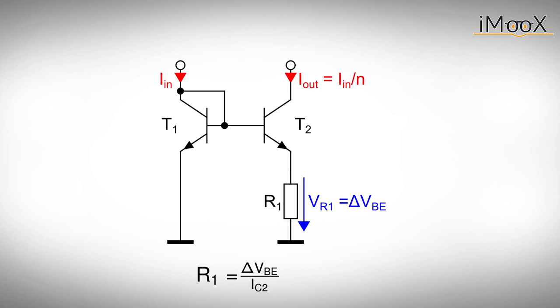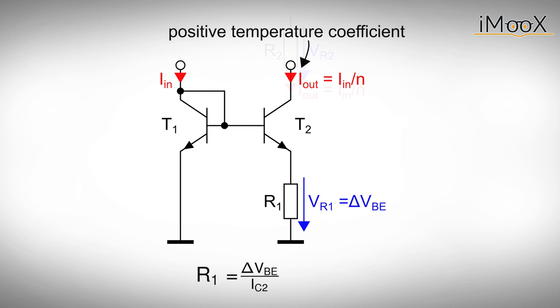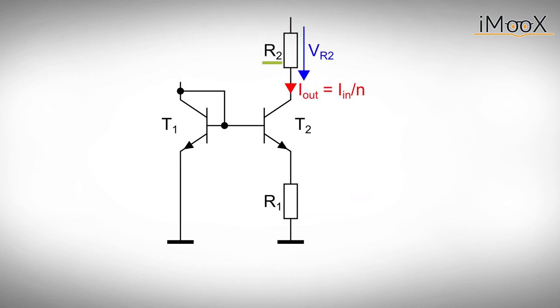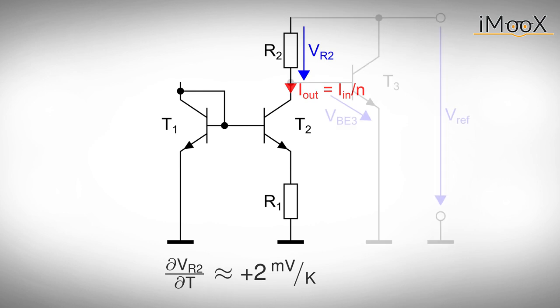When the temperature changes, so does the voltage at the resistor, and consequently also the current. Neglecting the small base currents, the output current shares this temperature dependence and can be used to build our band gap. Another resistor R2 is used to transform the current into a temperature-dependent voltage. R2 is selected in such a way that VR2 shows a temperature variation of +2 mV per Kelvin to cancel the temperature variation of a base emitter voltage.